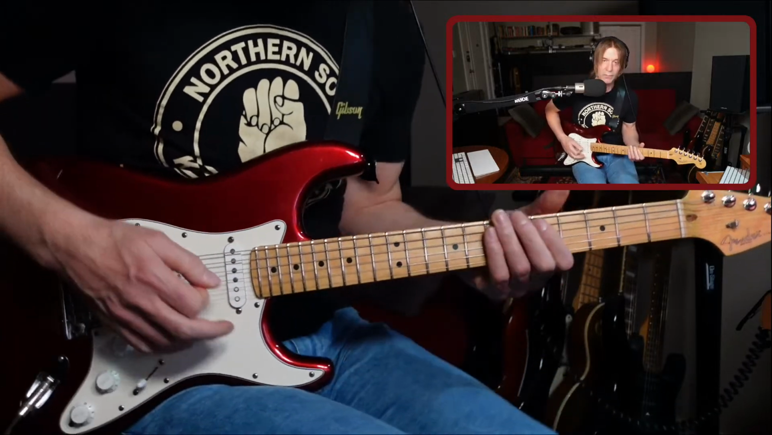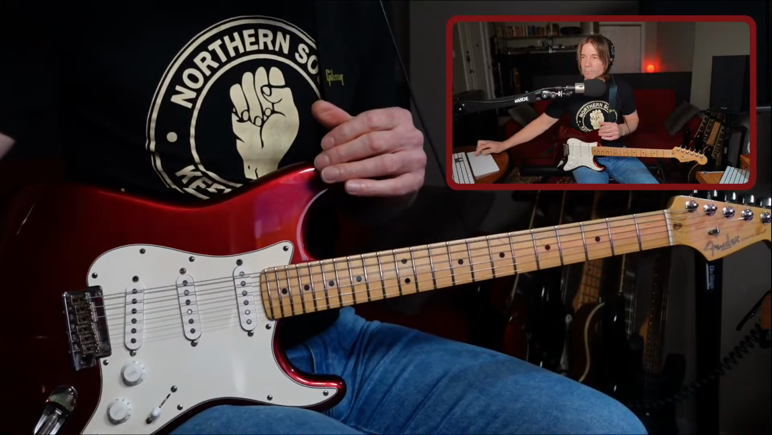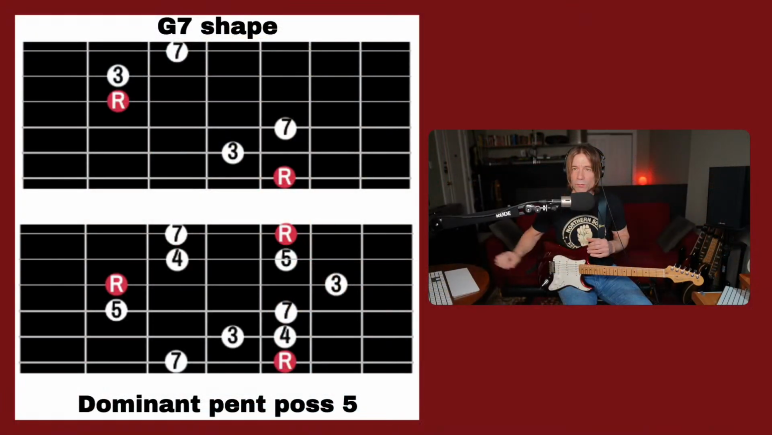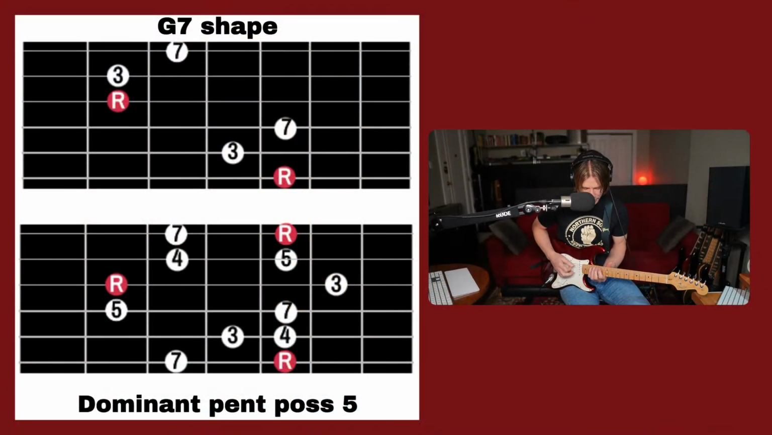Just mixing up the 2 right there. But anywho, the last one right here, if you see this shape right here, that's the G shape, G7, with the matching scale that goes with it.